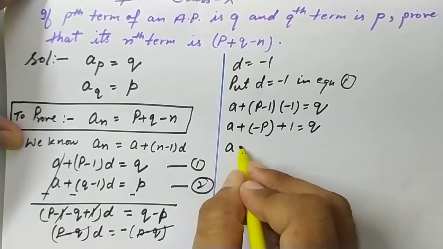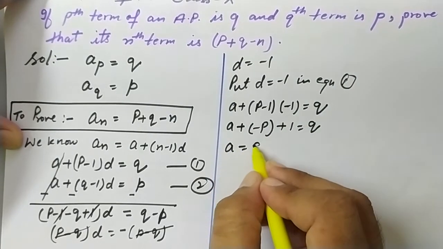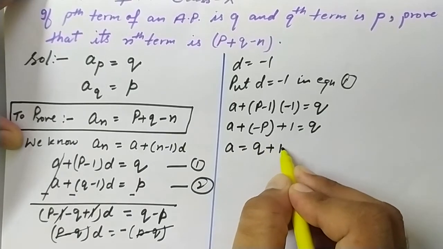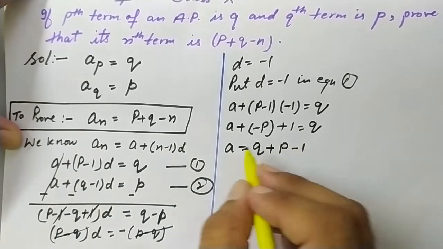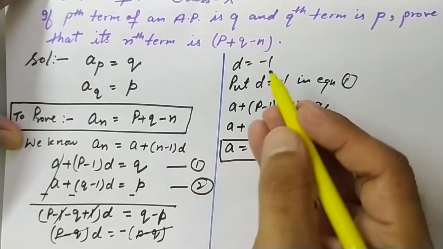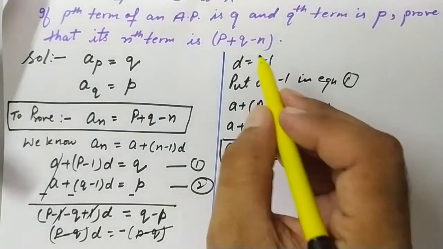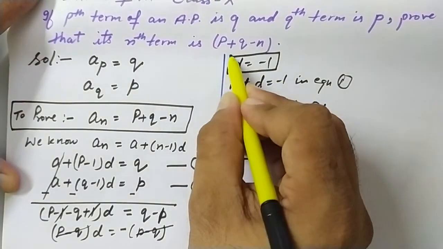So take all these to the left and right hand side. So Q, and it will become plus P, and it will become minus 1. So this is A. We have A and D. In AP we need to find out A and D, then we can write any term which is asked.